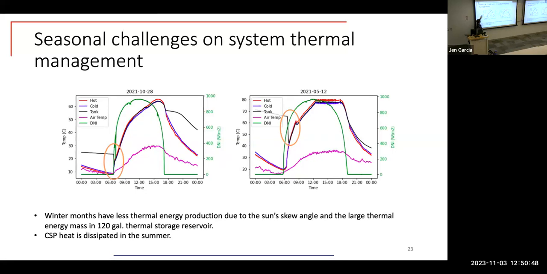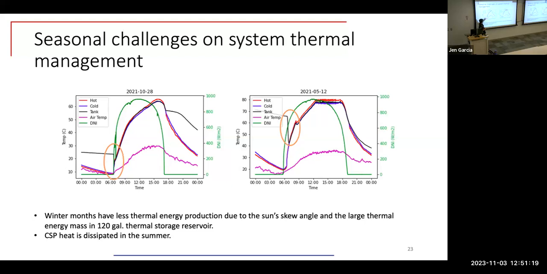So we have our DNI, which is this green line here. We have our temperatures, which is our hot temperature and our cold temperature. We'll just point that out, which are these two temperatures here. And the hot and the cold is actually the hot and the cold side of our trough system, so the inlet and the outlet of our trough system. So you can just look at this red line. Sorry if your color line is not very good.